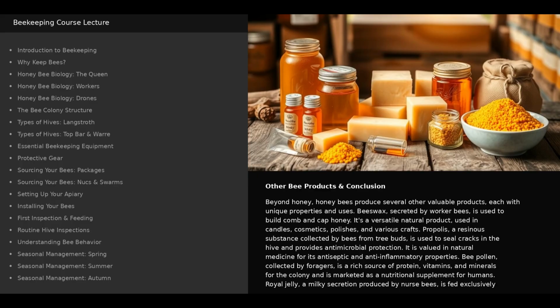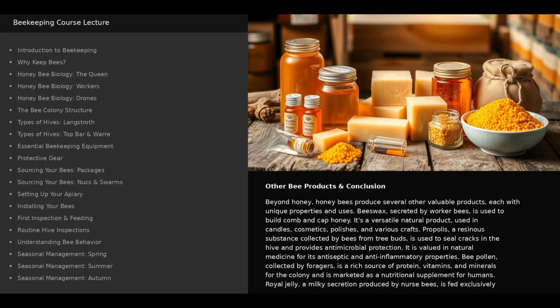Beyond honey, honeybees produce several other valuable products, each with unique properties and uses. Beeswax, secreted by worker bees, is used to build comb and cap honey. It's a versatile natural product, used in candles, cosmetics, polishes, and various crafts. Propolis, a resinous substance collected by bees from tree buds, is used to seal cracks in the hive and provides antimicrobial protection. It is valued in natural medicine for its antiseptic and anti-inflammatory properties. Bee pollen, collected by foragers, is a rich source of protein, vitamins, and minerals for the colony, and is marketed as a nutritional supplement for humans.